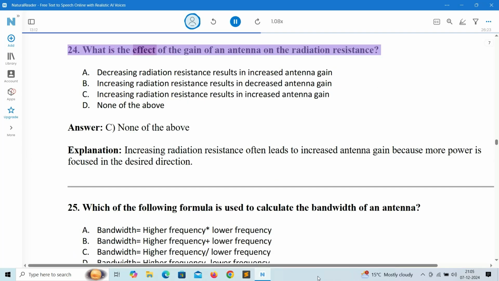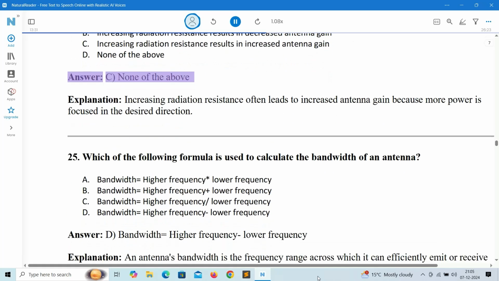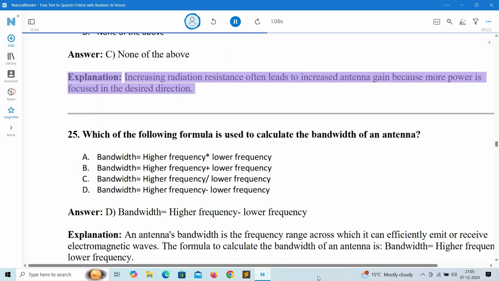24. What is the effect of the gain of an antenna on the radiation resistance? A. Decreasing radiation resistance results in increased antenna gain. B. Increasing radiation resistance results in decreased antenna gain. C. Increasing radiation resistance results in increased antenna gain. D. None of the above. Answer. C. Explanation. Increasing radiation resistance often leads to increased antenna gain because more power is focused in the desired direction.